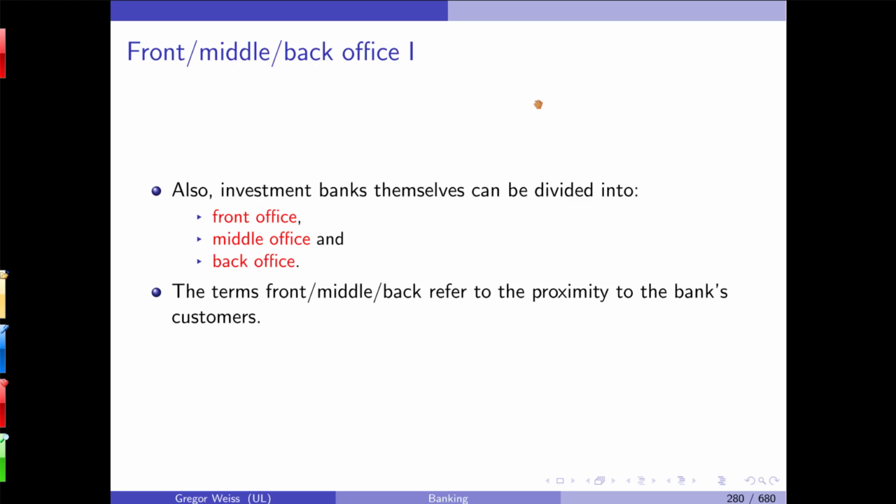We distinguish between the front office, the middle office, and the back office. It only refers to the proximity of the bank to the client. So the front office will be the bank managers, the bank analysts who interact with customers, with clients. What is included in the middle office? Risk management, treasury. So anything that happens in the bank, but which has a close relation to the actual business. And in the back office, we have everything else that basically the client will never see. Clearing, administration, and these sort of things.